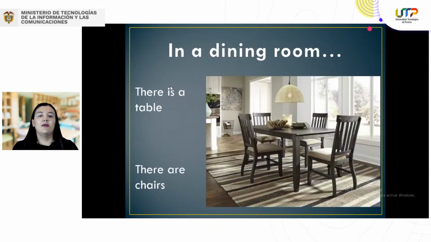Así que vamos con nuestro siguiente lugar, y es el comedor, right? Or in English, we can say in a dining room, okay? In a dining room, we can find first a table, yes? There is a table and there are chairs where we sit down, right? So there is a table and there are chairs.